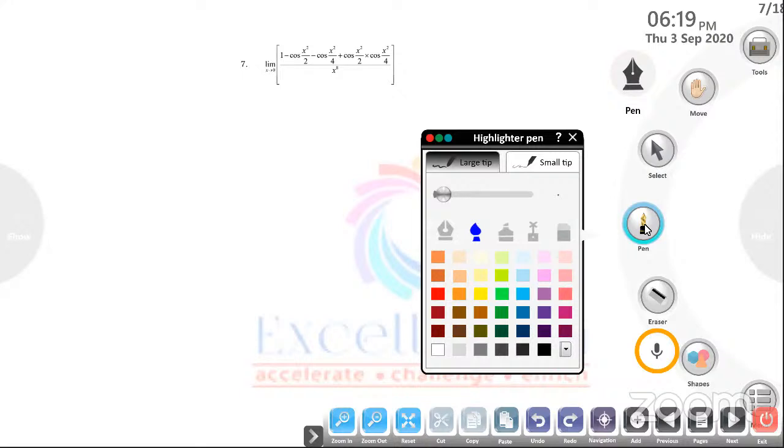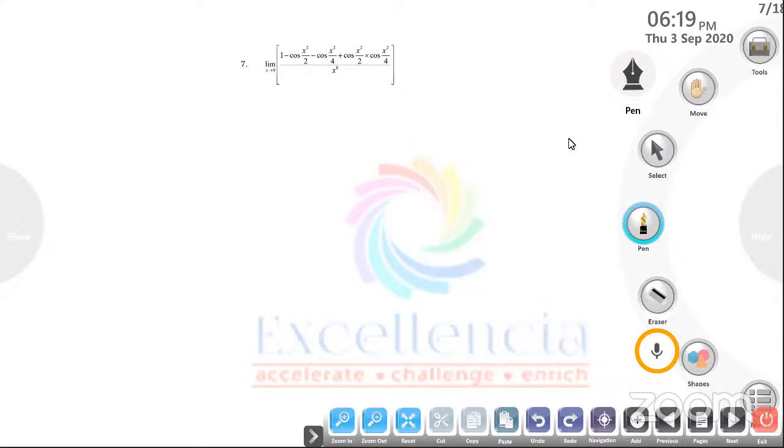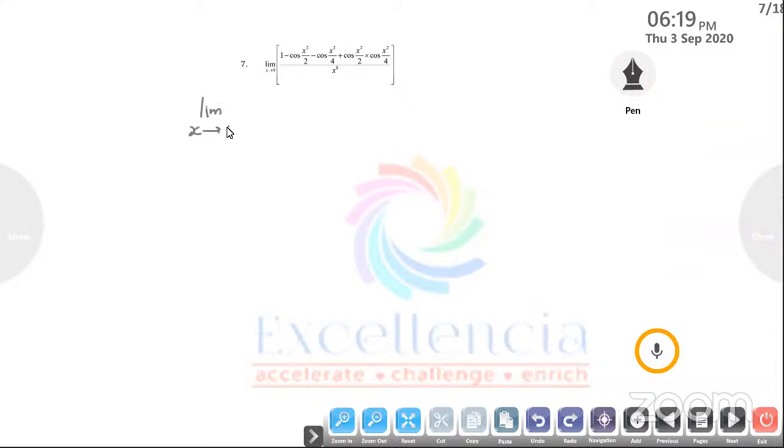The limit of 1 minus cos x squared by 2 minus cos x squared by 4 plus cos x squared by 2 into cos x squared by 4, divided by x power 8. So let us factorize the numerator here. We can write this as limit x tending to 0, 1 minus cos x squared by 2. So if you see the third and fourth terms, what is common here? cos x squared by 4 is common. When I take that common, this becomes 1 minus cos x squared by 2.